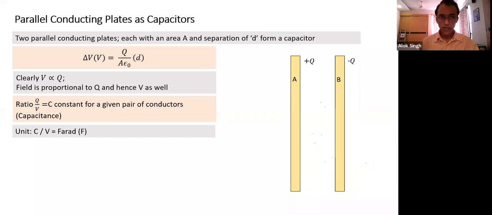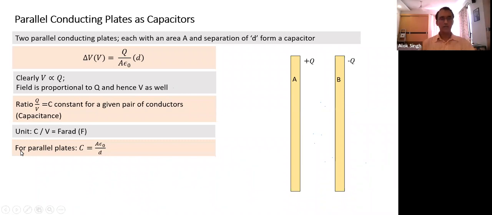Capacitance does not depend on the charge, because as the charge increases, V also will increase in the same proportion. It is independent of charge. It is not a function of charge. That is one thing I think many times people make a mistake about. It's not dependent on charge. What is C equal to? If I take this ratio, Q by V, it equals A epsilon naught by D.